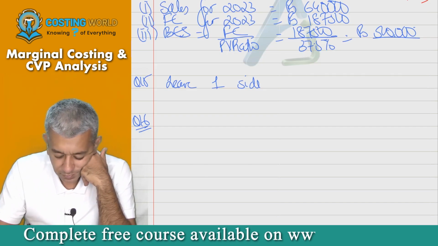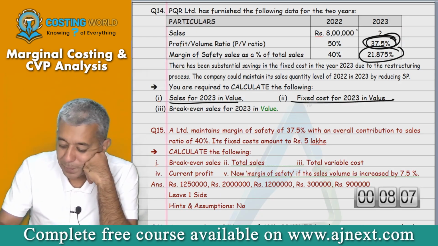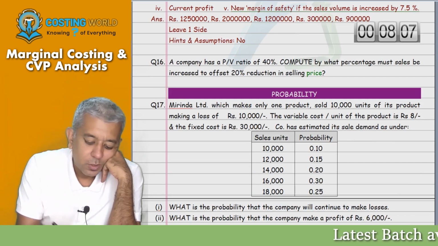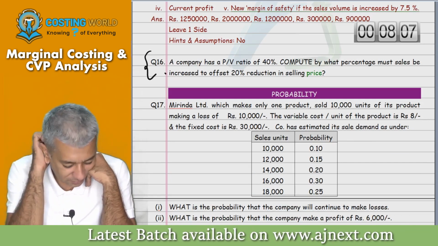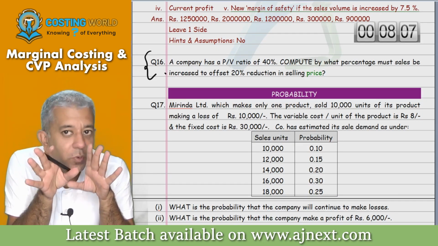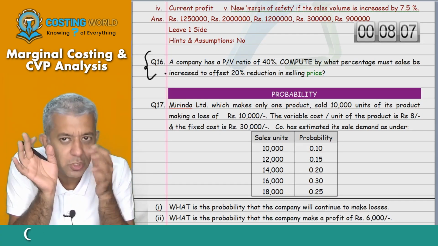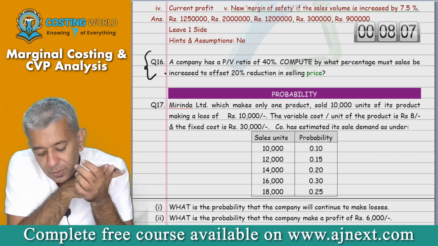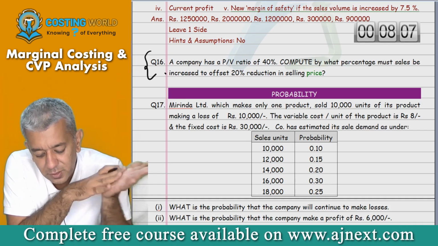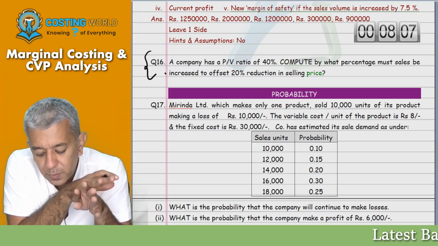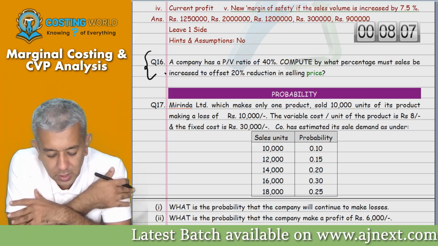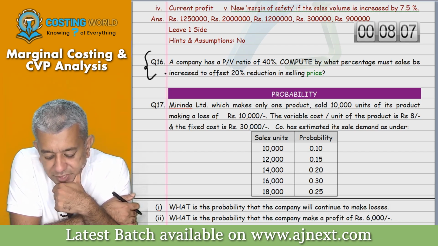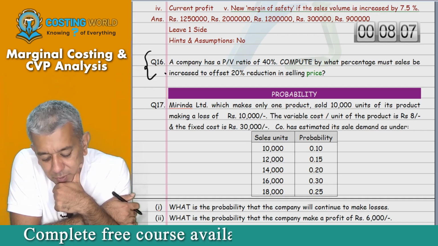Now, next question. Question number 16. Now, I want somebody to try to get me this answer. Brilliant question, easy question, but brilliant question. A company has PV ratio of 40%. Compute by what percentage must sales be increased to offset 20% reduction in selling price?